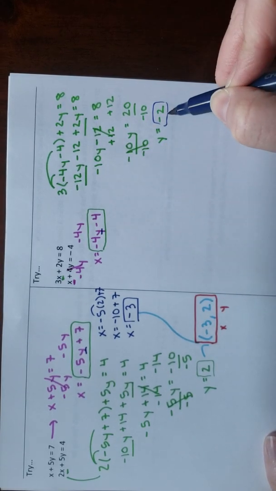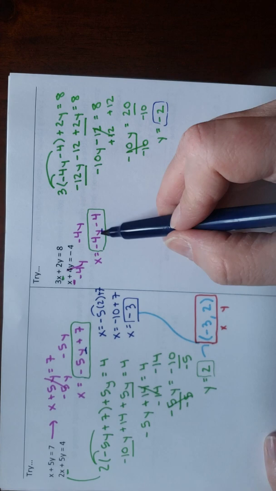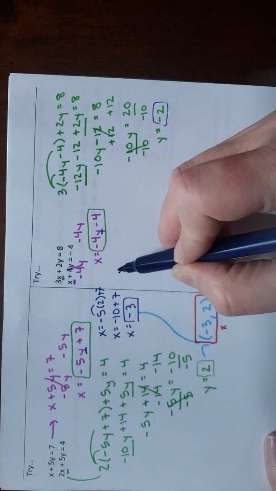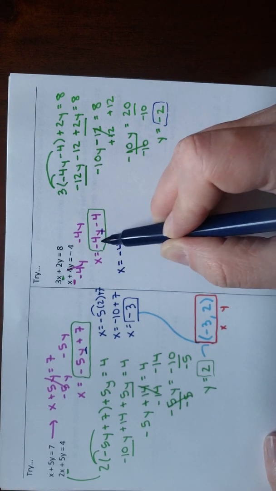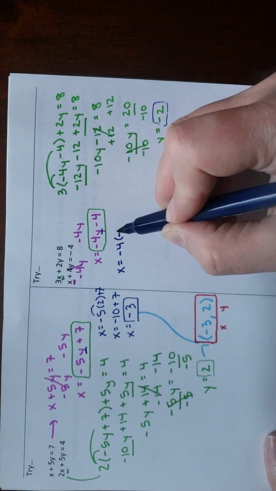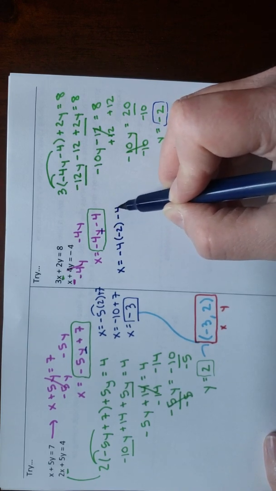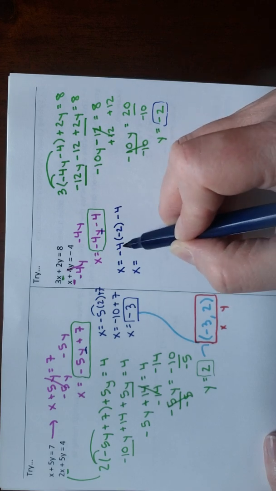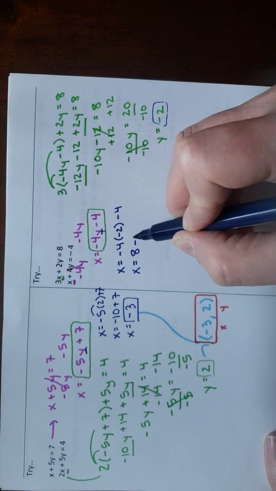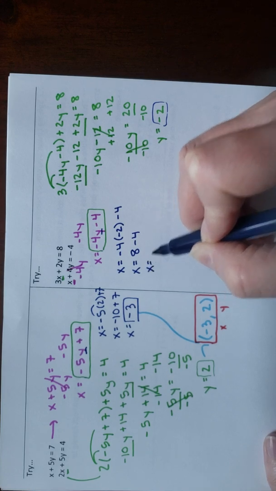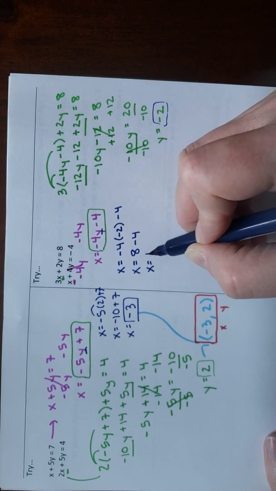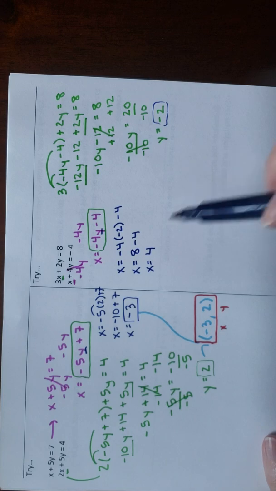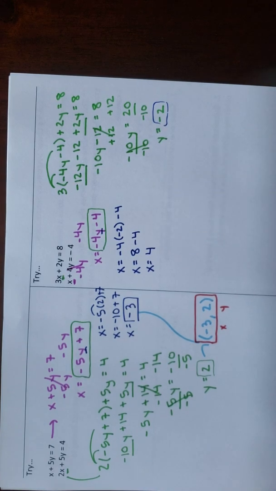Okay, so now that we know what y is, we're going to put y into the equation. So instead of x equals negative 4y, we're going to say x equals negative 4 times whatever y equals. Negative times a negative is a positive. 4 times 2 is 8. 8 minus 4 is 4. Good. All right. May I please have the light blue? Thank you.